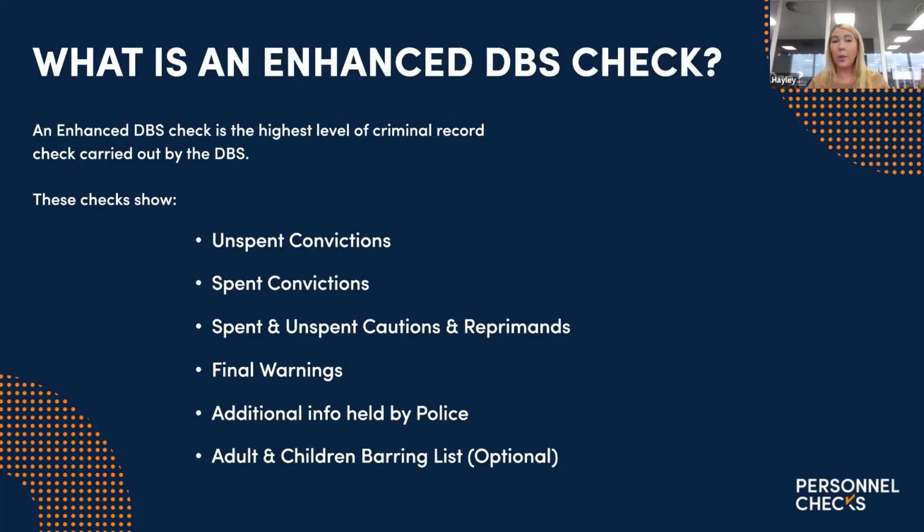But then we go further into the enhanced checks. An enhanced DBS check is the highest level of criminal record check carried out by the DBS. These checks show unspent convictions, spent convictions, spent and unspent cautions and reprimands, final warnings and additional information held by the police, and also adult and child barring lists, which are optional. I imagine a lot of you would opt to have the child barring.